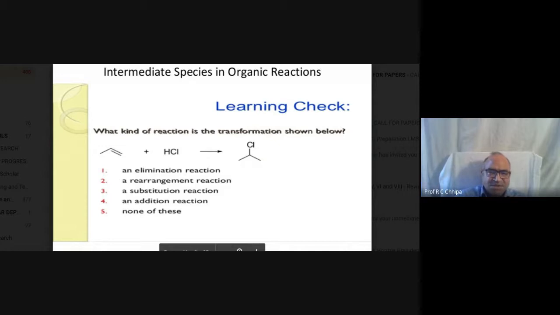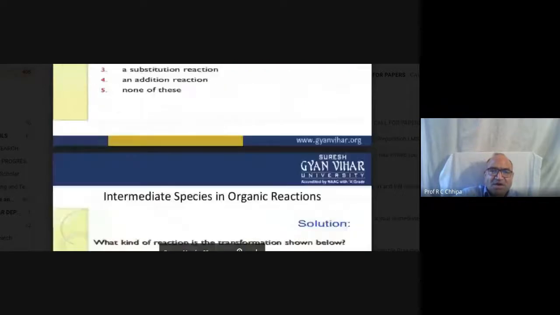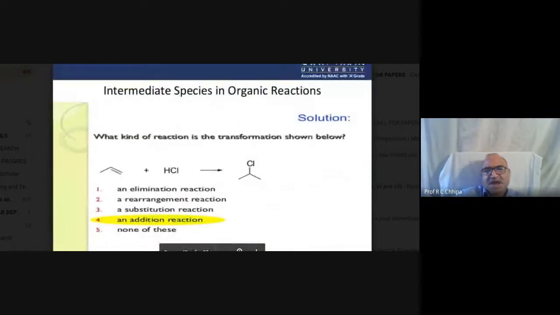See this particular thing: elimination, which one is the correct answer? Rearrangement, substitution, or addition reaction. So you have to decide: elimination, rearrangement, substitution, addition, or none of these. The answer is the addition reaction. Why is this the electrophilic addition reaction?